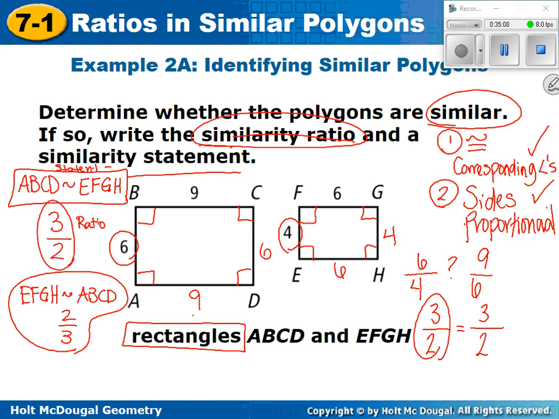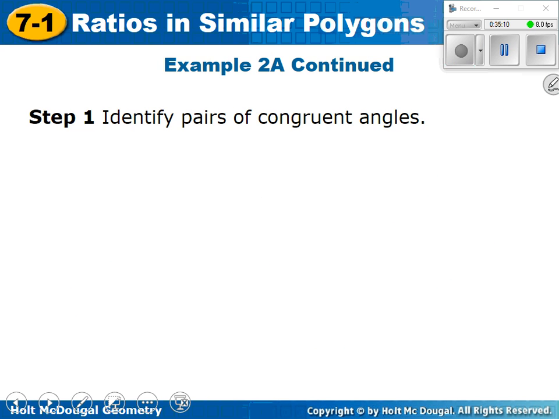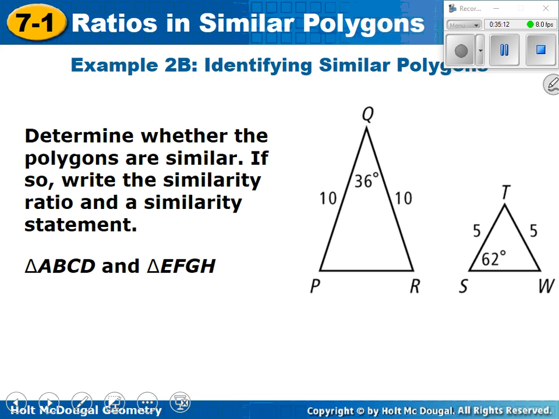Okay, look at the next one in your notes that was in there. It says determine whether polygons are similar. If so, write the similarity ratio and the similarity statement. If you look at these two, first of all, we need to know all corresponding sides and all corresponding angles. Do we know what angles P and R are? Do we know these values right now?